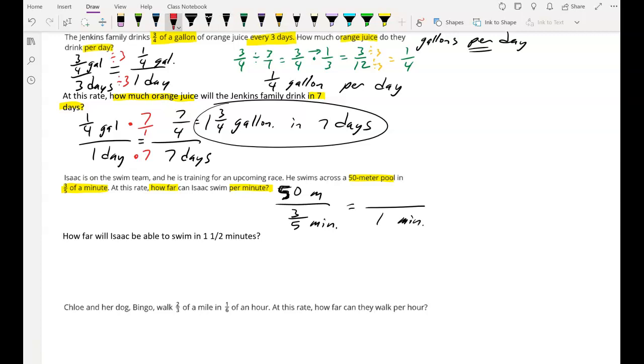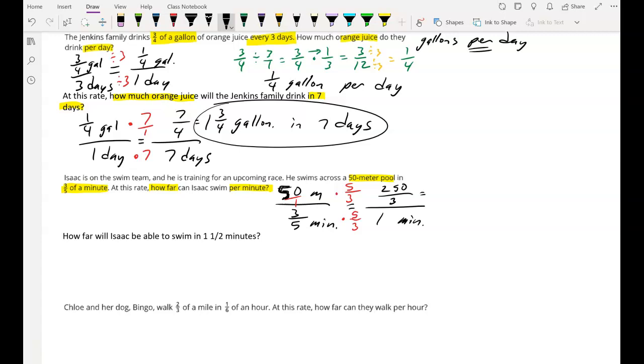Well, to get from 3/5 to 1, we would need to multiply by the reciprocal of 3/5, and that would be 5 over 3. 3/5 times 5/3. Multiply 50 times 5/3. Well, that would be 50 over 1 times 5/3. Let's see, 50 times 5 is 250, and 1 times 3 is 3. How many times will 3 go into 250?